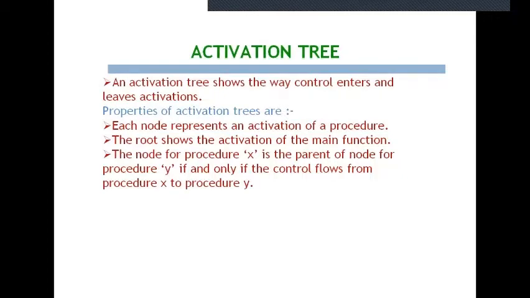So these are the properties. Each node represents the activation of a procedure. The root represents the main function. And if X is a parent and Y is a child, it means X calls the procedure Y, so we can say X is the parent node and Y is the child node.